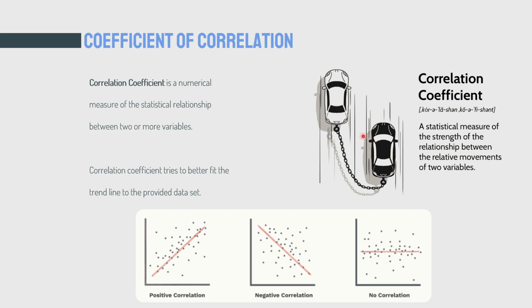Imagine it as having two cars connected through a chain. If this car is going at a certain speed, that car is going at a different speed. The speed of this car, to a certain limit, will affect the speed or the behavior of the other car. So it's important to know how to use the coefficient of correlation.